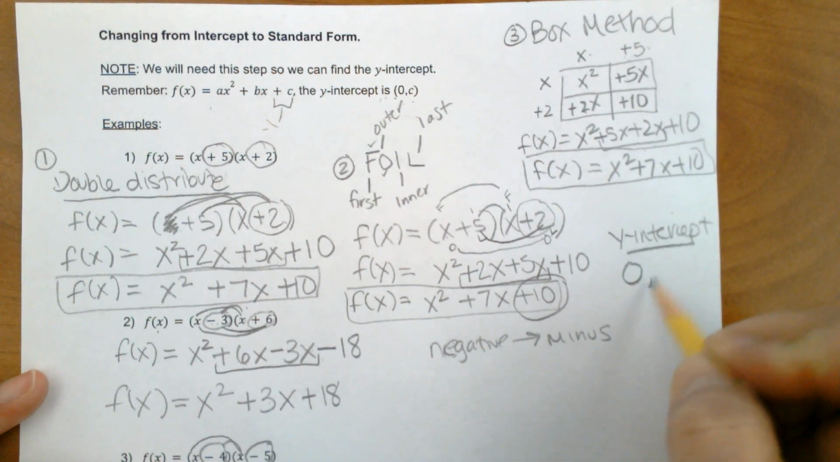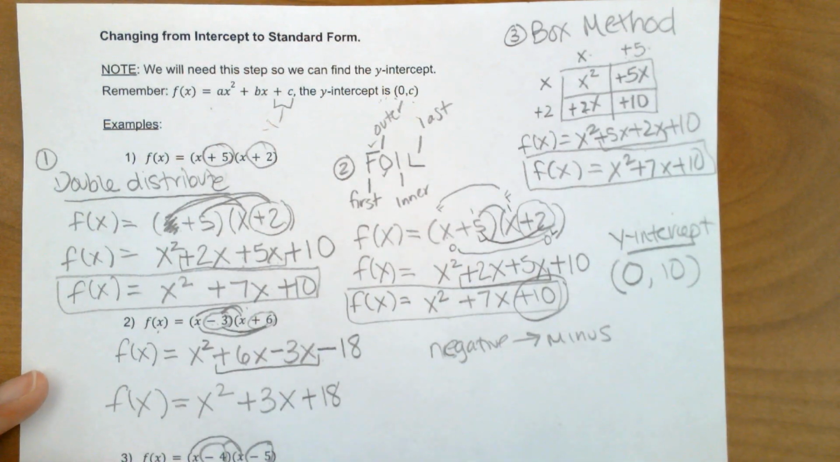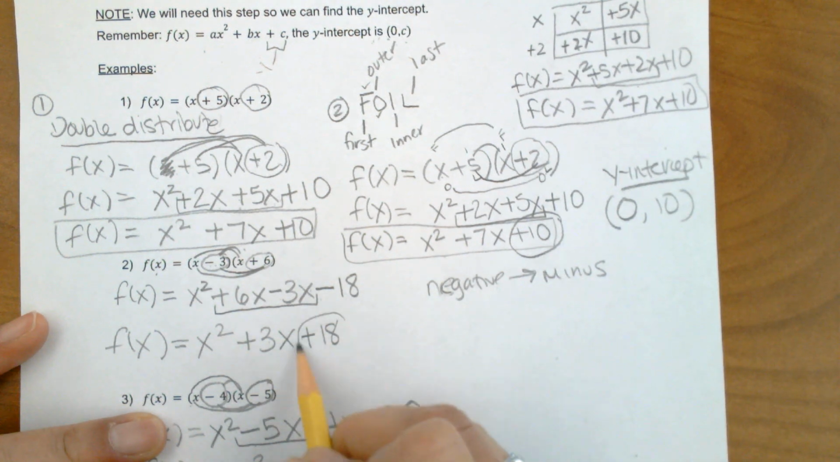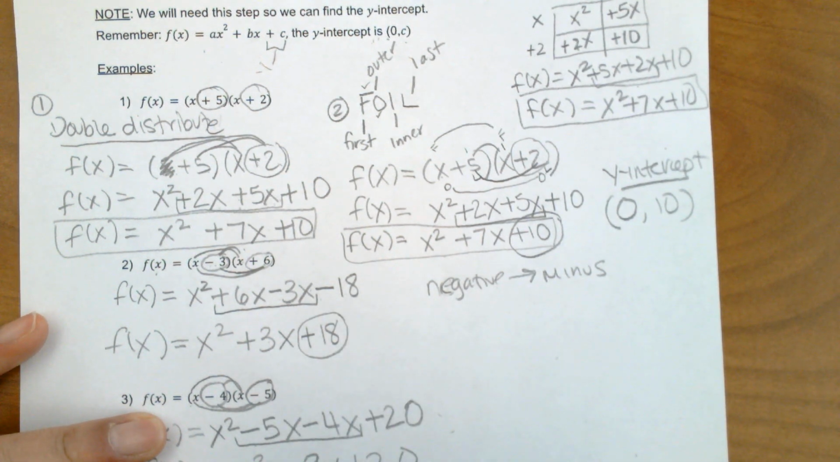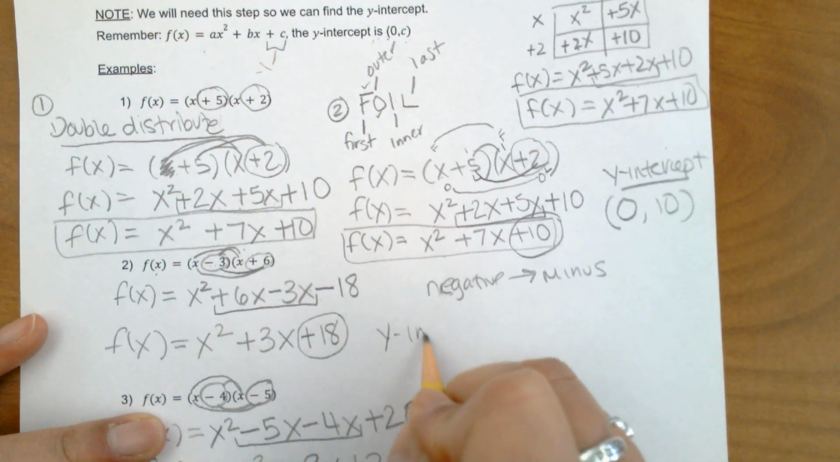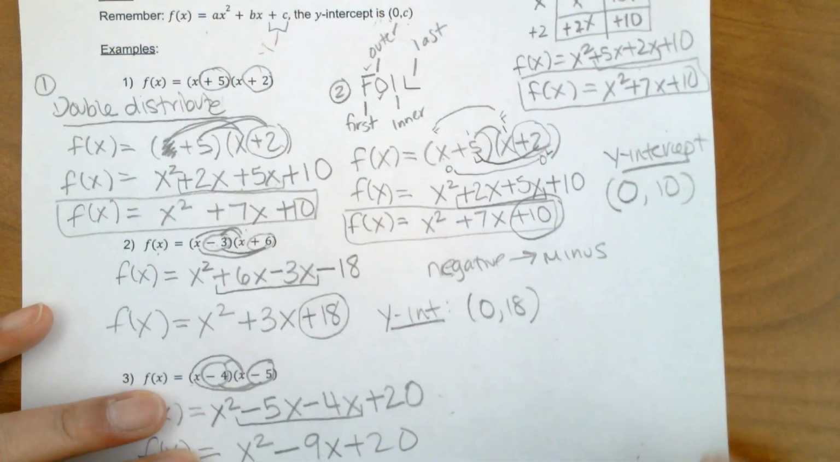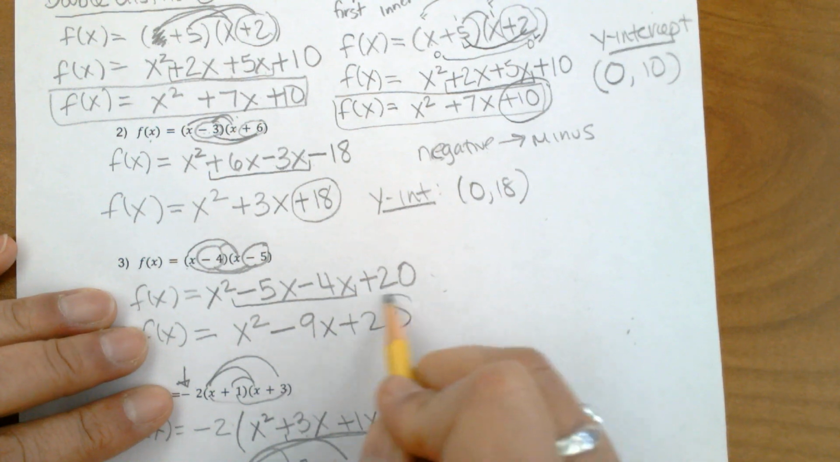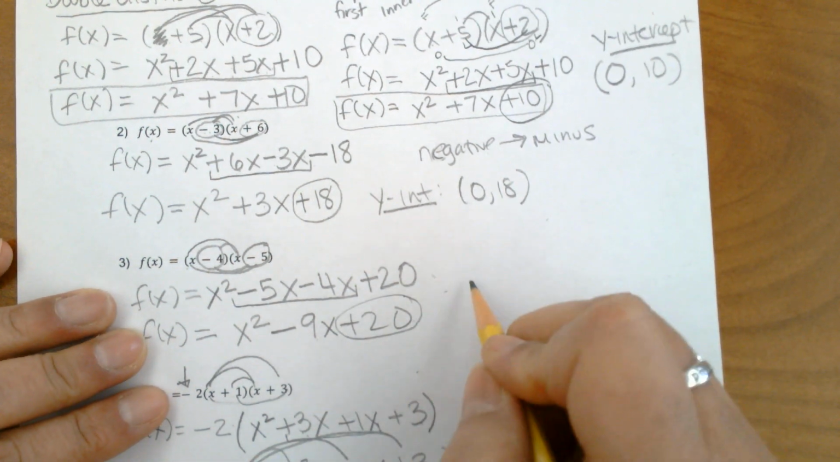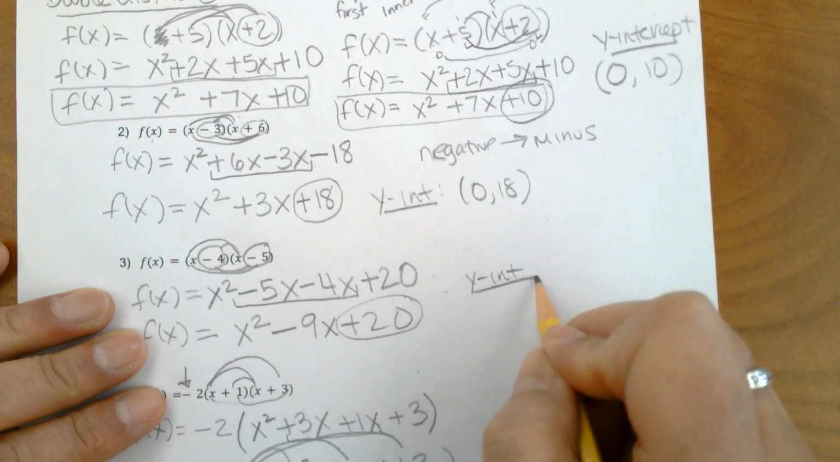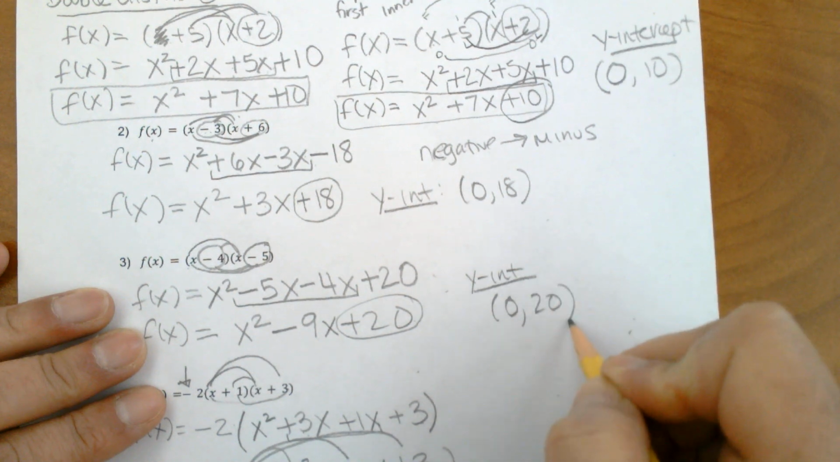So at either one of these, the last term is 0, so our y-intercept is going to be 0, 10. Done. Number 2, the term without the x is 18. So our y-intercept is going to be 0, 18. How easy is that? Next, our term without the x, our c value, is 20. So our y-intercept is going to be 0, 20.